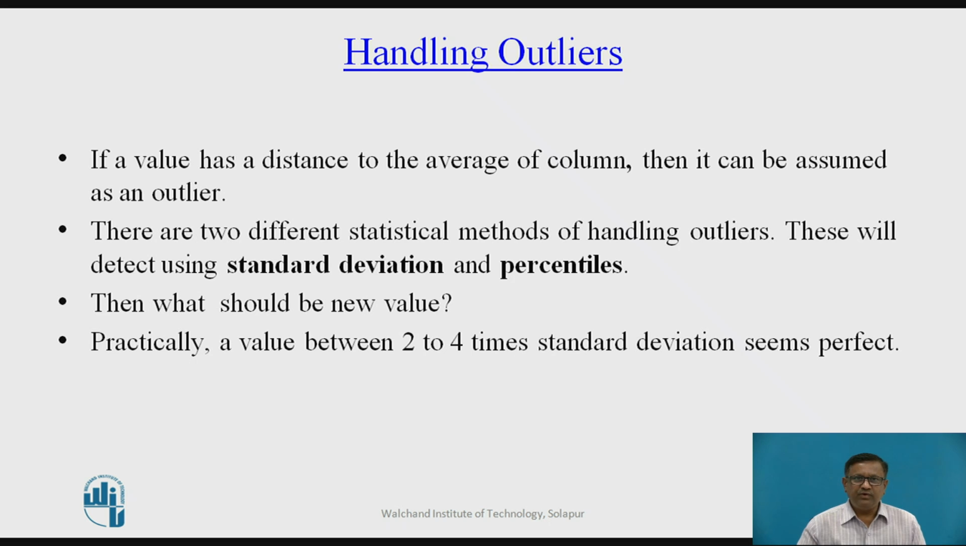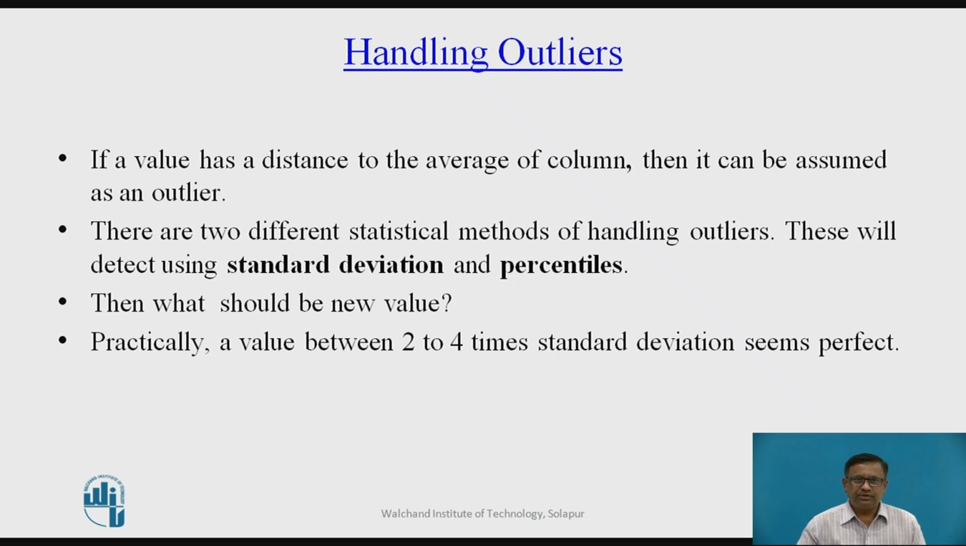So, if a value has a large distance to the average of a column, then it can be assumed as an outlier. That means given a column, if some value is deviating more from the other values in that column, then we call it an outlier. There are two different statistical methods of handling outliers, which detect using standard deviation and percentiles. Standard deviation is one of the techniques to handle the outliers, and percentile is another method.